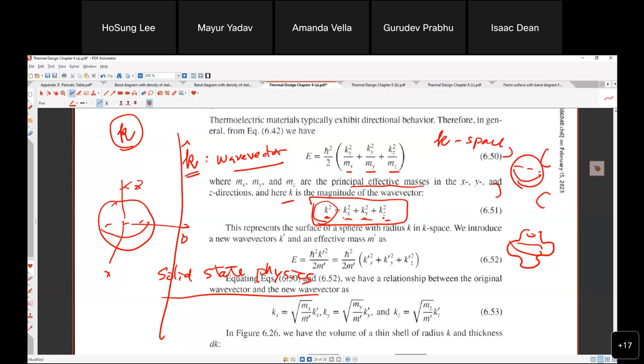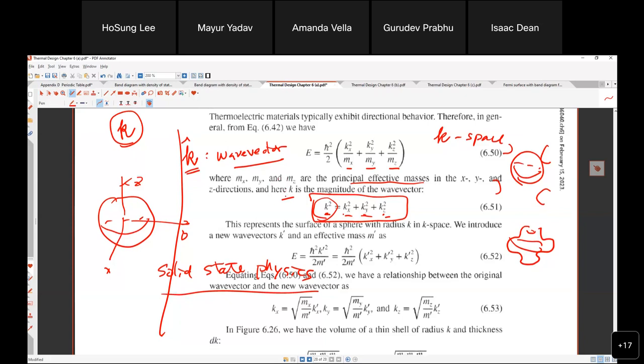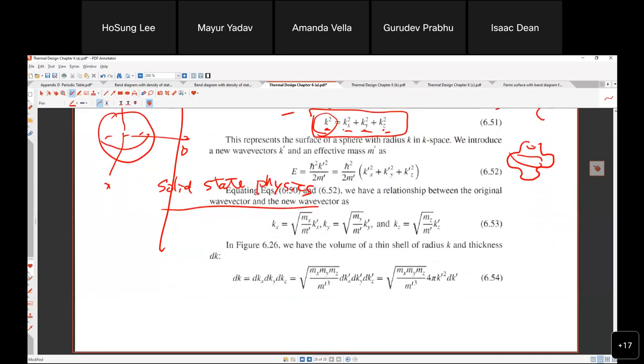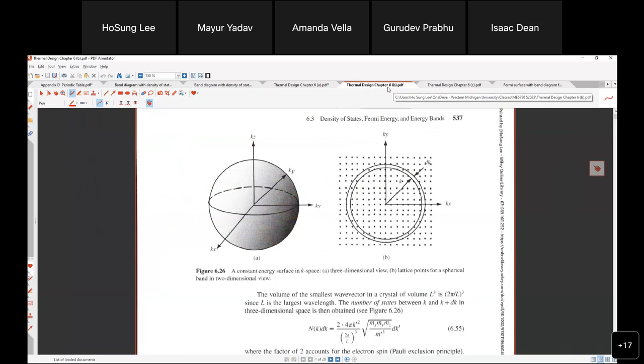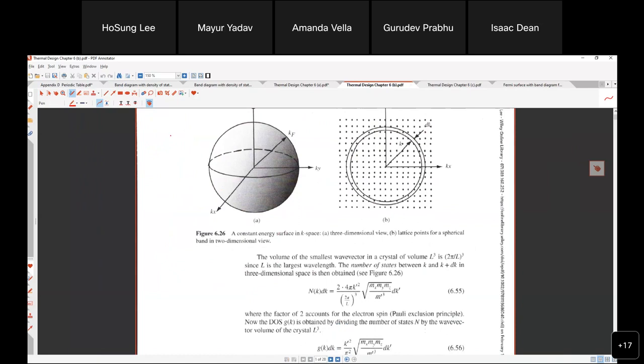I spent a lot of time for mechanical engineers. Why? I think thermoelectrics is something we also have to handle. I told you, there's some mechanical part, and then we have to understand some physics. Okay, that's what happened. Now, I don't want to go into detail here, but I have to move on to B. Now we understand K space.